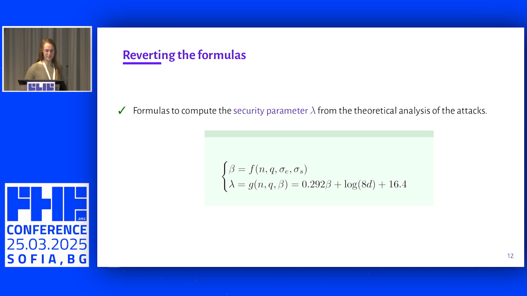So far, Chiara explained how we obtain formulas to compute the security parameter lambda from the theoretical analysis of the attacks. And in particular, this formula comes from two formulas. The first is to obtain the lattice reduction parameter beta. That is a formula that depends on all of the other parameters, so n, q, sigma e, and sigma s. And then this formula is plugged in the formula for the runtime of the attack to obtain the parameter lambda.